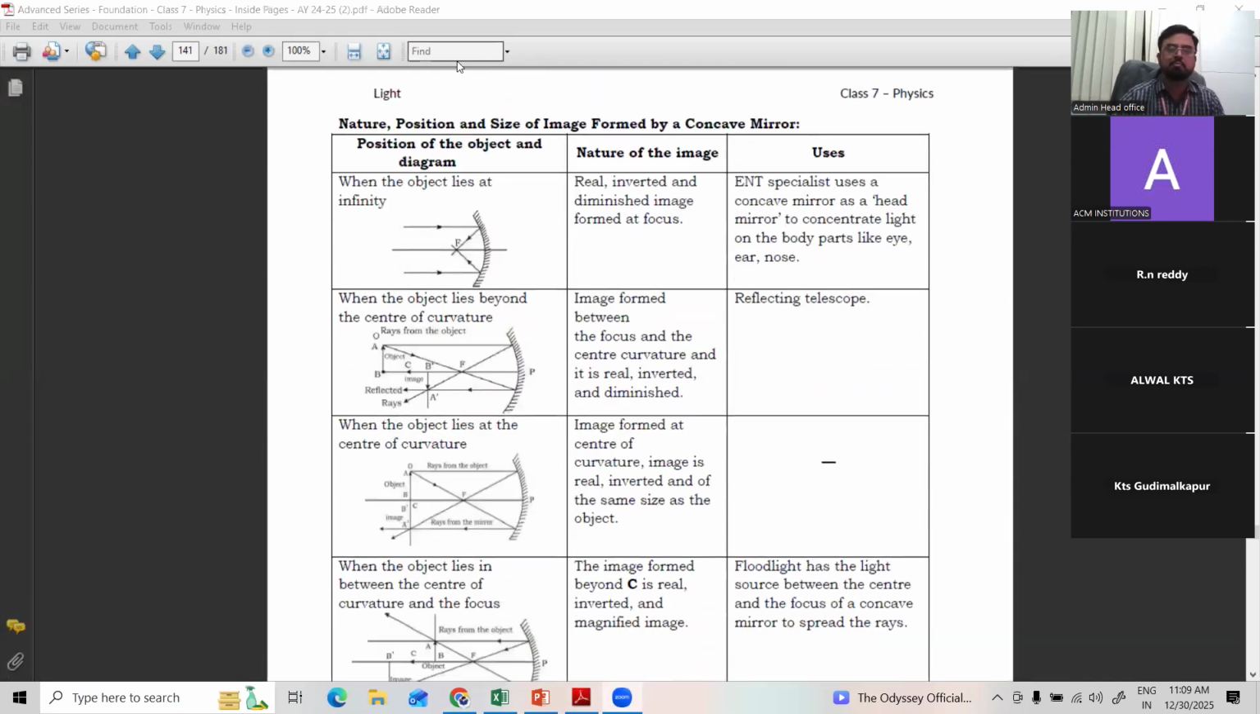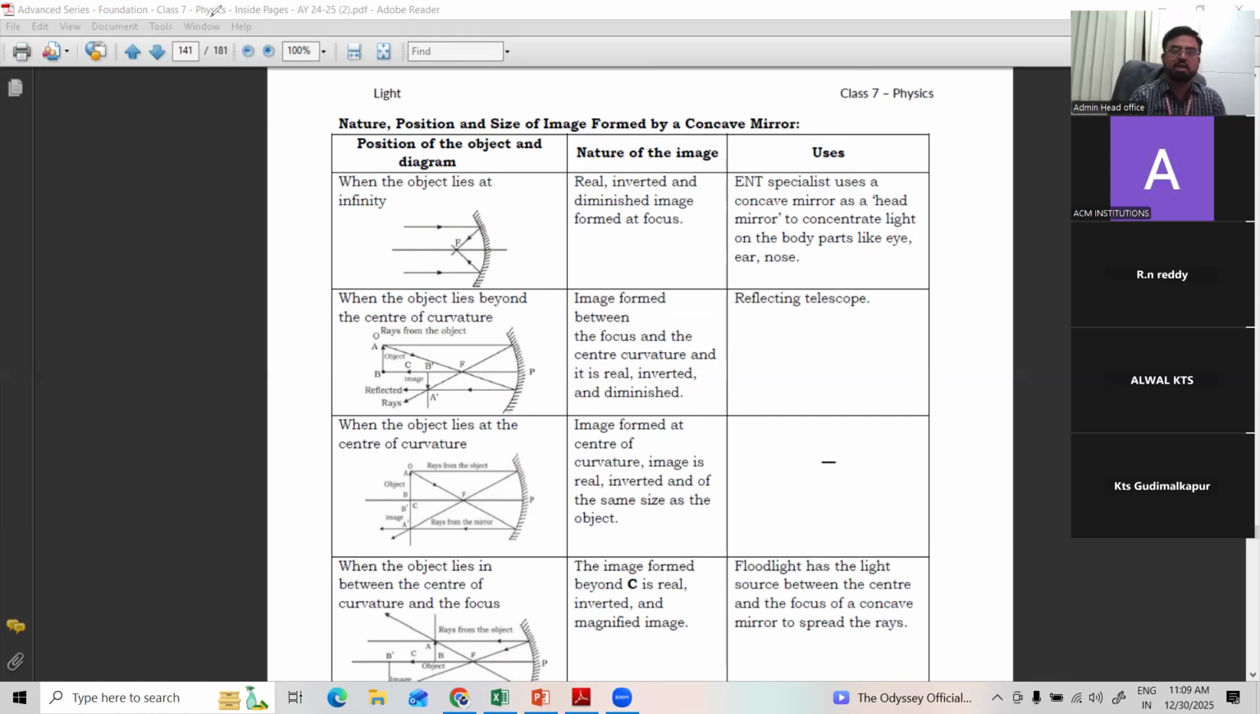Now, the next part. So, images are forming. The concave mirror is giving images. So, where the object is placed, at which position, what is the nature of the image, and what is the use? We can use that. That is the nature.